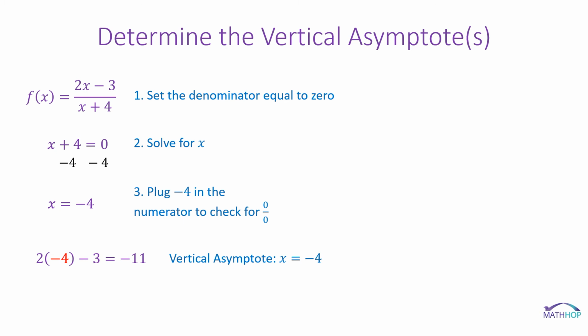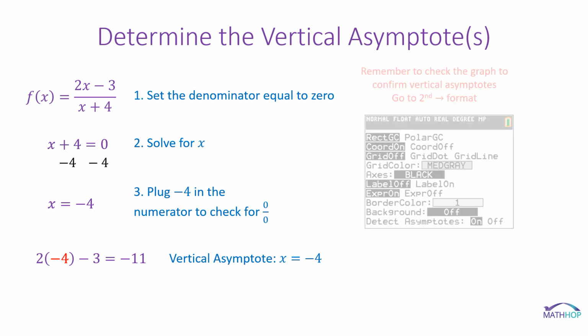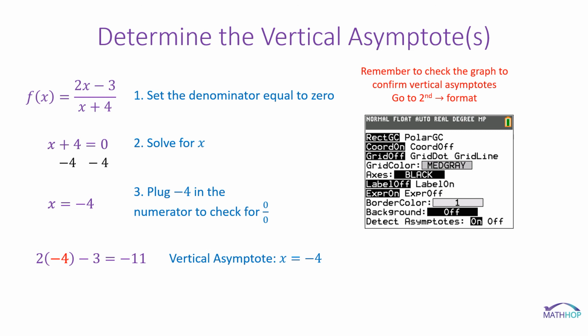Many people write in and say, can't you find asymptotes from my TI-84? And the answer is sort of. Let me explain what I mean. If you go to second format in your TI-84, you will see detect asymptotes on down here. Or it might be off and then you'd have to turn it on. So yes, it detects asymptotes, but let me show you what it does.